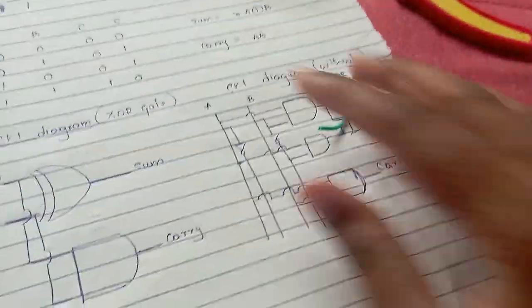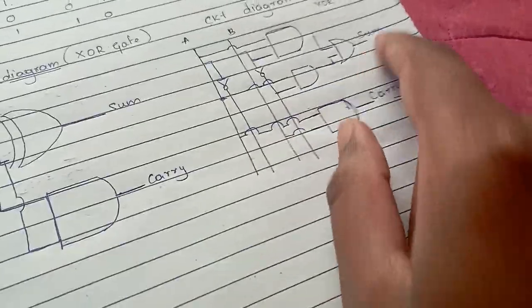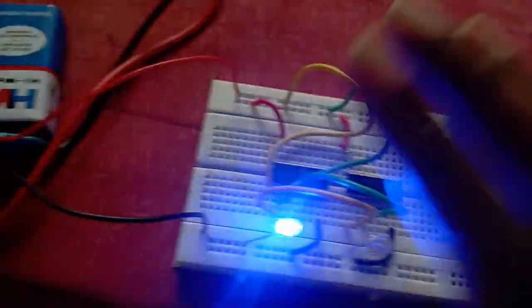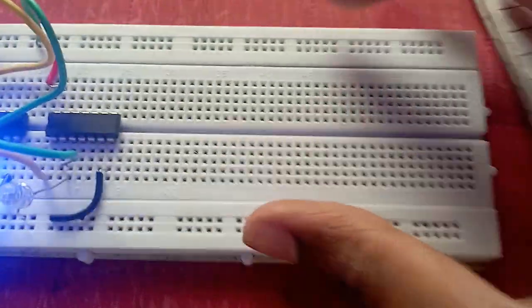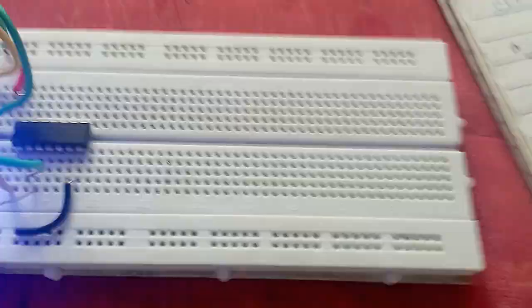Now let us implement this second circuit, where in place of the XOR gate we have to just make this circuit. I will make another circuit on the other side of the breadboard. This connection will be as it is. This connection I will make on the other side of the breadboard. So let us do it. Now let us make this circuit for half adder.